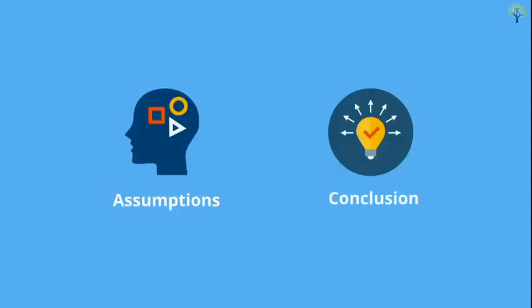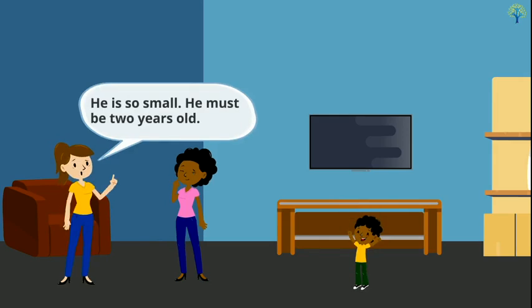Must is used to talk about assumptions and conclusions about facts. For example, he is so small, he must be 2 years old. In this sentence, the speaker states the fact that the child is so small that they think the child is 2 years old. Her assumption might or might not be true.